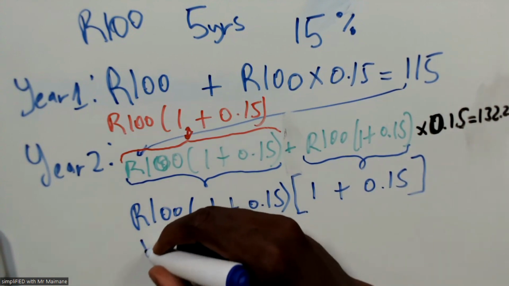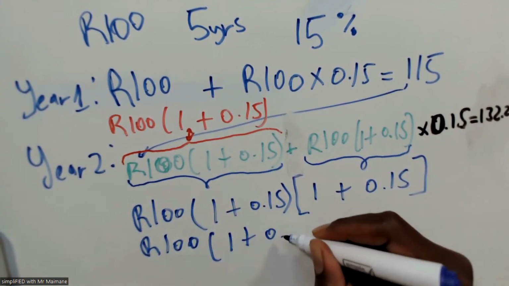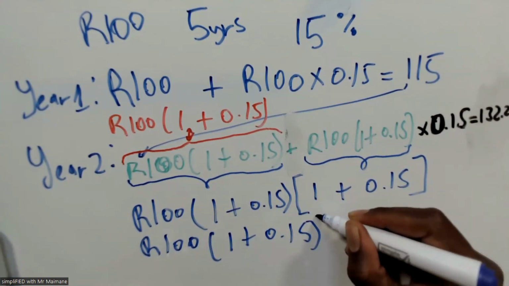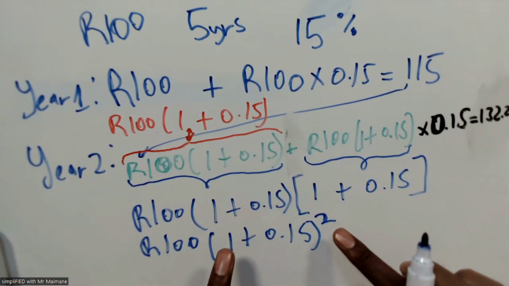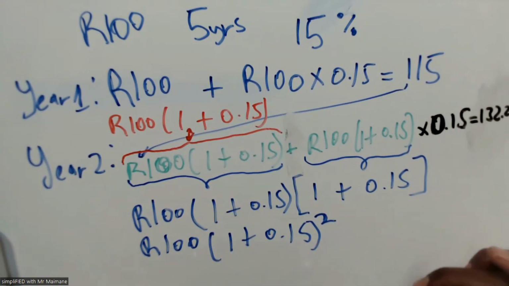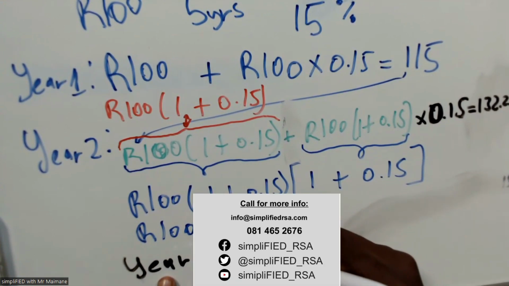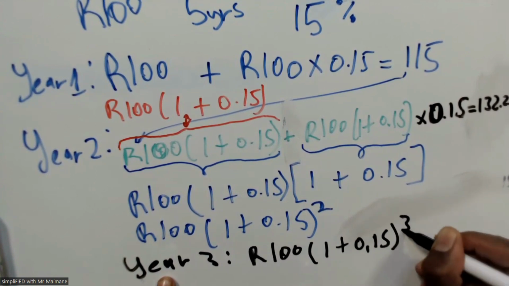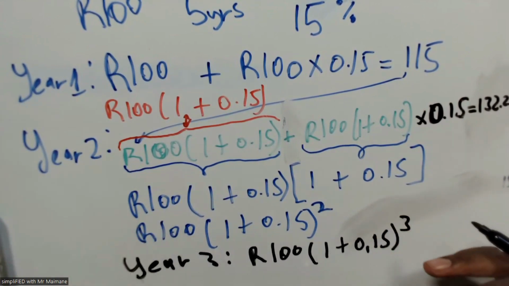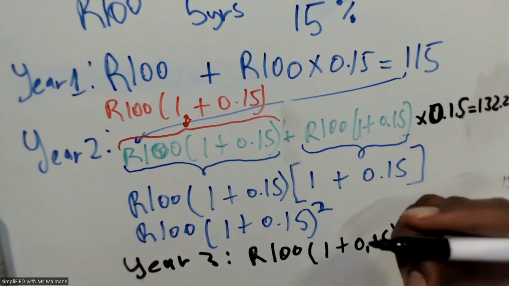And if you see, now, the way it goes, it forms some sort of an exponential vibe, because this and this are identical, and then we get that. Trust me, from here, if I was to find year 3, I would still find that year 3 is 100 times (1 plus 0.15) to the exponent 3. So it goes on and on. So now I can see the trend. Year 4 will be to the exponent 4. Year 5 will be to the exponent 5.